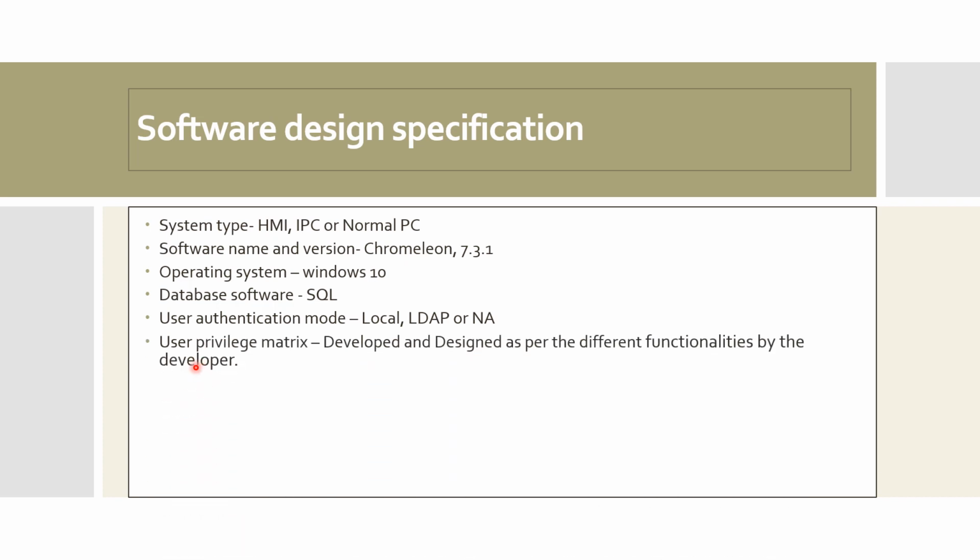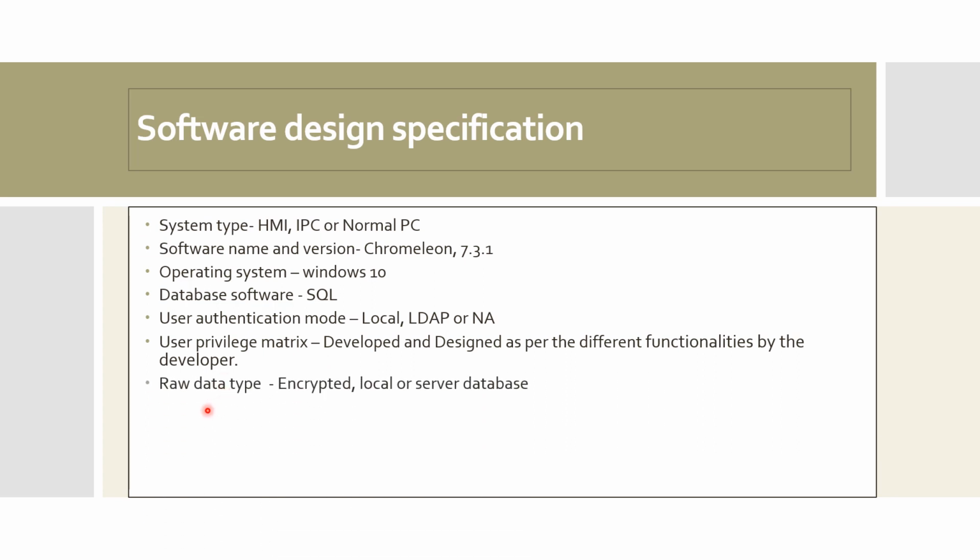So next is user privilege matrix. It is an inbuilt feature of the software which is designed by the developer as per the functionality requirement. So we need to decide which privilege should be given to which group, and accordingly the privilege matrix should be prepared and its details should be mentioned in the software design specification.